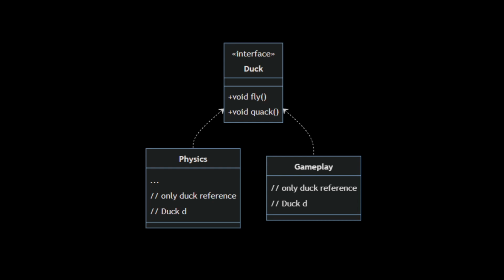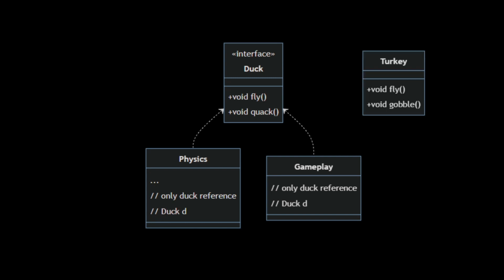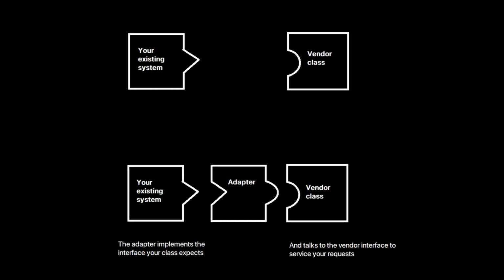But the code in the rest of the project, for example the physics and the gameplay, refer to only duck objects. So we want to make these turkeys act like ducks so that the rest of the game can understand it. Here comes the adapter pattern. This pattern converts the interface of a class into another interface that the client expects. In our existing system we had ducks, but we want now turkey objects to fit into our existing system. So we have to create a turkey object adapter which will convert the turkey object to a duck object.